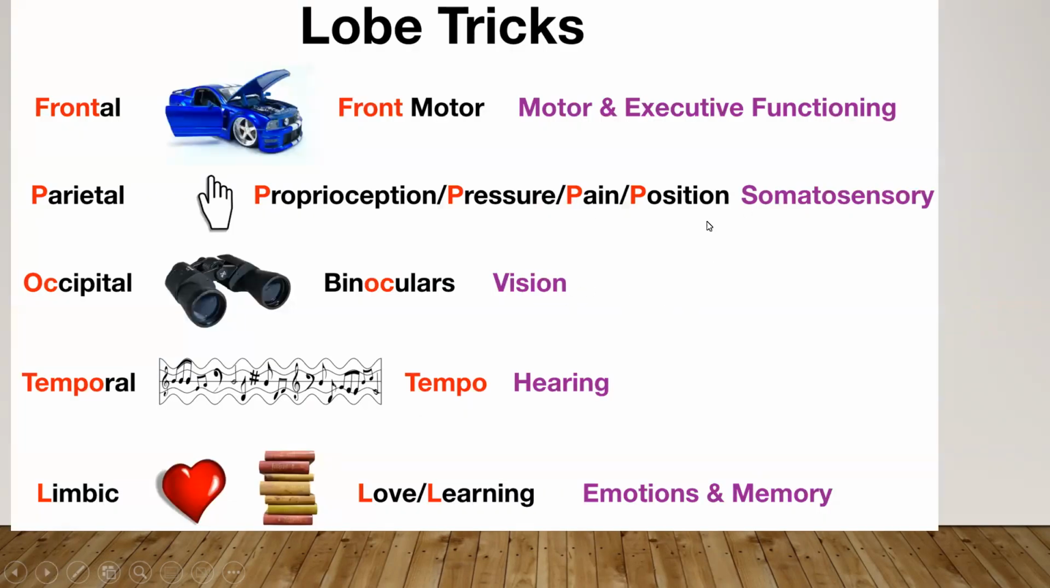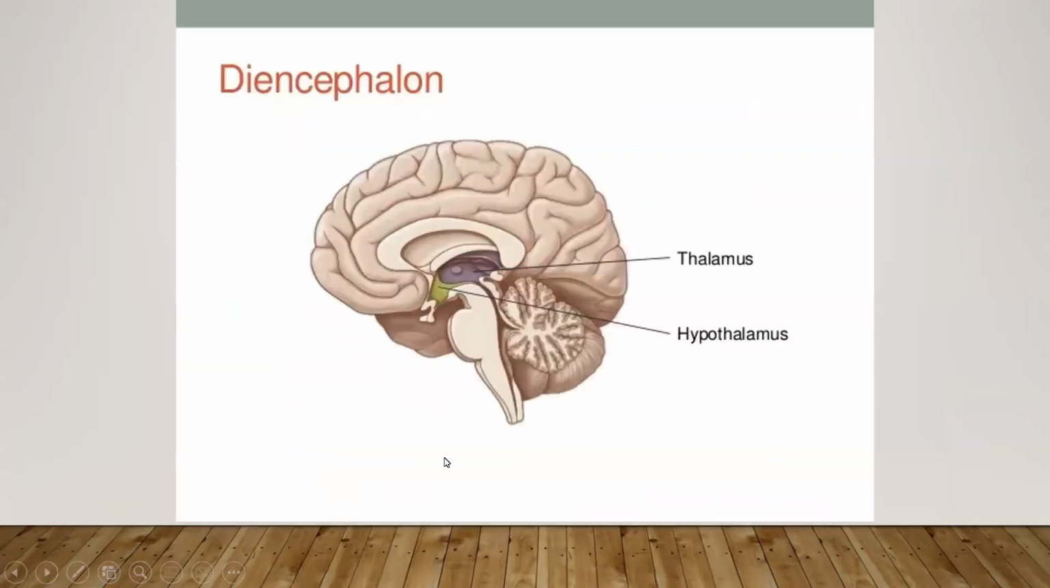Here's another little trick for remembering the lobes of the forebrain. The frontal lobe is the front: motor and executive functioning. Parietal lobe is proprioception, pressure, pain, position, all the P's, right? The occipital lobe: if you remember the OC in binoculars, ocular, OC. And then the temporal lobe: if we think of the tempo of a song, we listen to music, so we remember our hearing. And the limbic region, which we didn't really talk about.